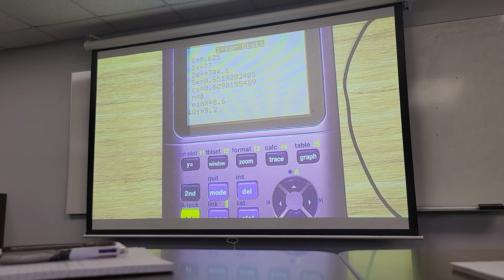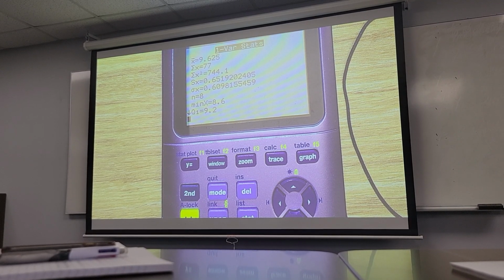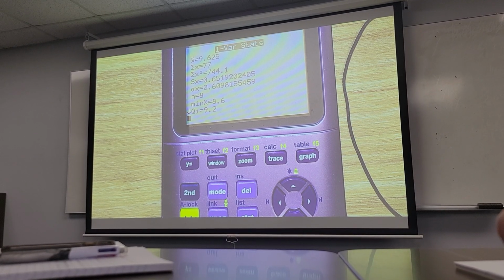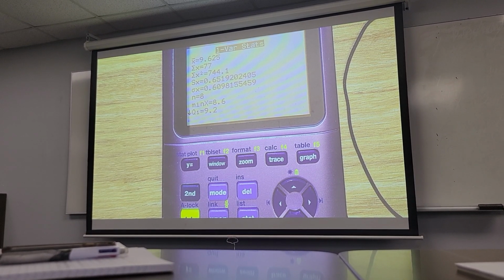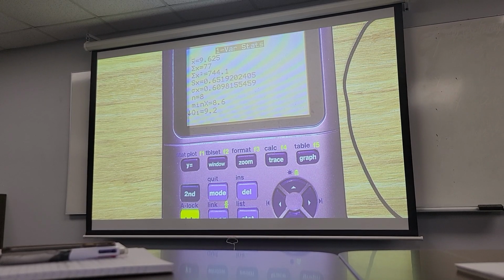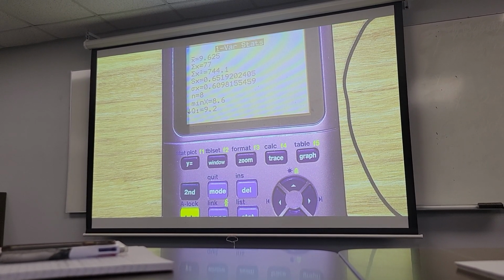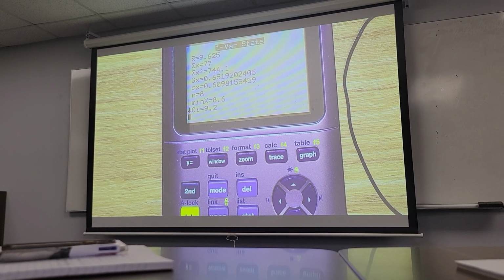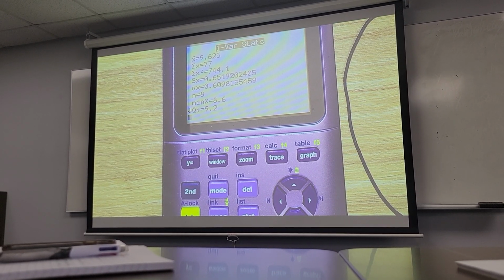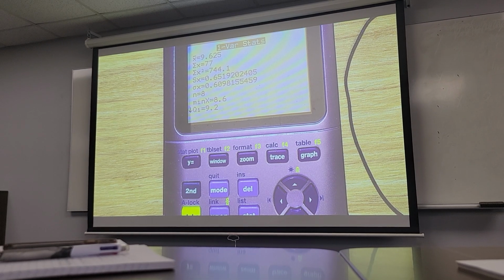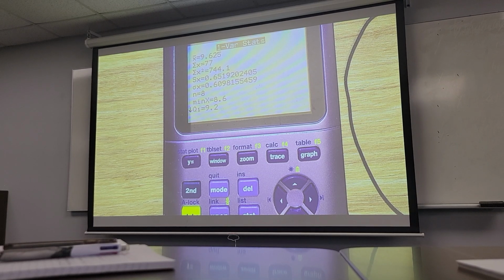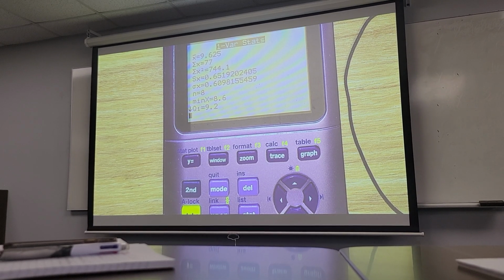So x bar at the top, that's the mean. What is that second thing? Does anybody recognize that? Sum of the x's is 77. Sum of the x squares is 744. What is S? Standard deviation. What's that next thing? Anybody recognize that? Sigma. What is that? It's basically standard deviation. S and sigma are both standard deviation. I'll explain the difference in a second.